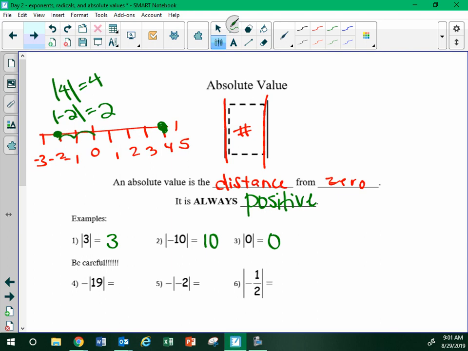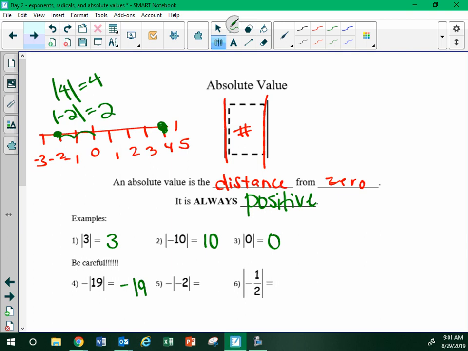Now, where it can get tricky are numbers 4, 5, and 6. Number 4 says negative of the absolute value. We have to leave this alone and do the absolute value. So we still write the negative because it's outside of it. And then we ask ourselves, what is the absolute value of 19? 19.